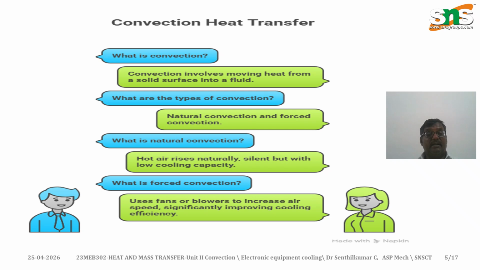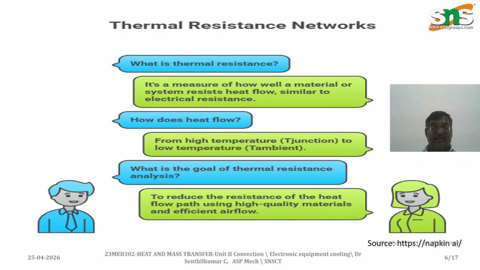Convection heat transfer: we know already, in the previous lecture I taught what convection is. Convection involves moving of heat from a solid surface into the fluid. What are the types of convection? Natural convection and forced convection. Natural convection happens naturally. Forced convection happens due to force induced on the hot area.